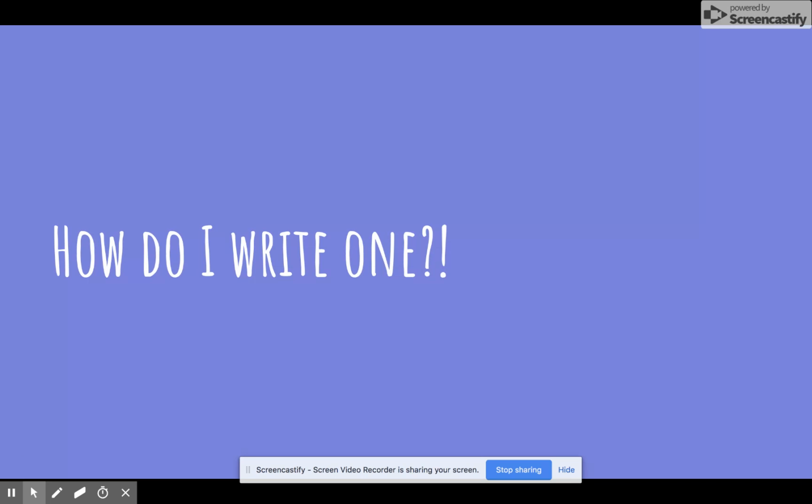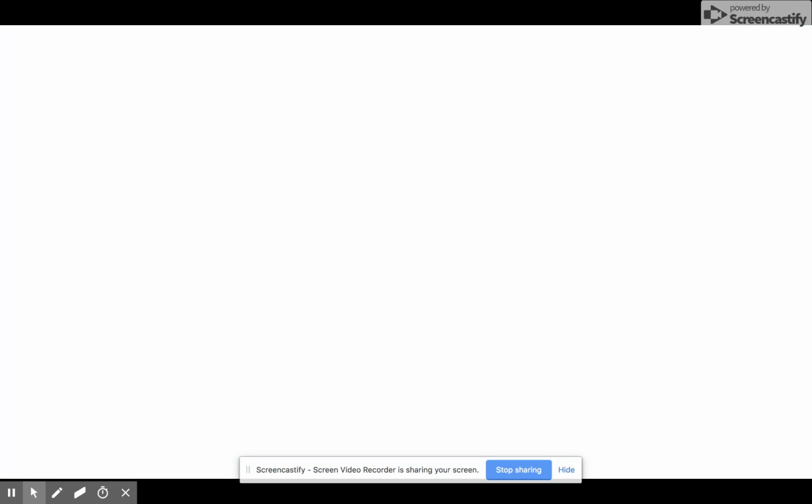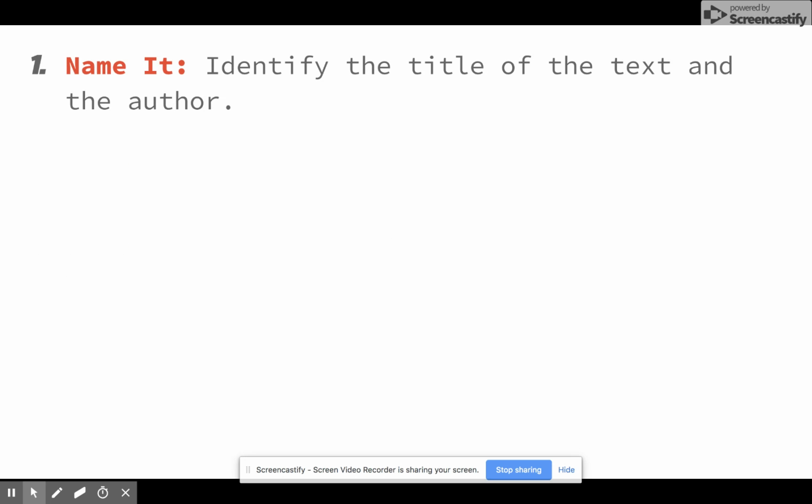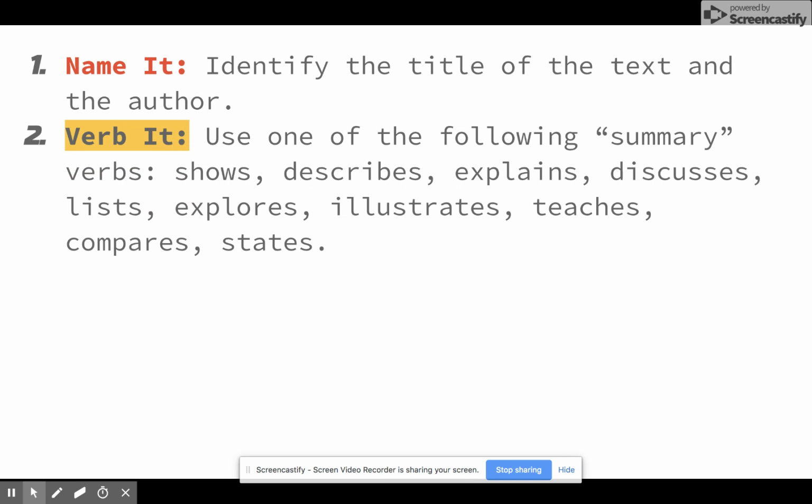So how do I write an objective summary? We're going to start by naming it. You're going to identify the title of the text and the author. You're going to verb it. Use one of the following summary verbs: shows, describes, explains, discusses, lists, explores, illustrates, teaches, compares, and states.